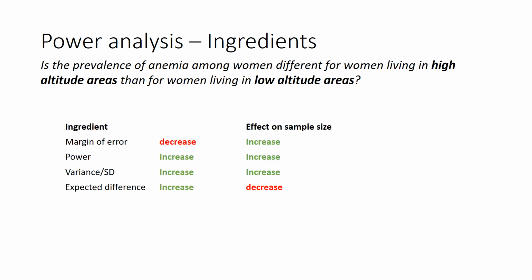This is how each ingredient influences the sample size. If we want a lower margin of error, and as such more confidence in our finding, we need to increase our sample size. If we want a higher power, we also need to increase our sample size. If the variance in the parameters is higher, we have to increase our sample size to be able to detect an association. And finally, the larger the difference between the comparison groups, the smaller the sample size, as it is easier to estimate a very large difference than it is to estimate a very small difference.